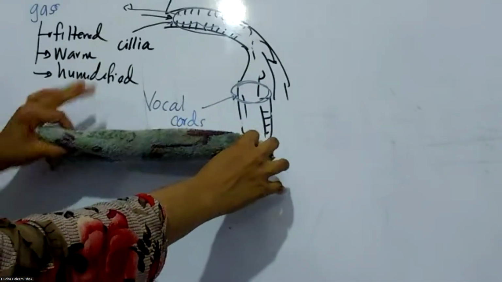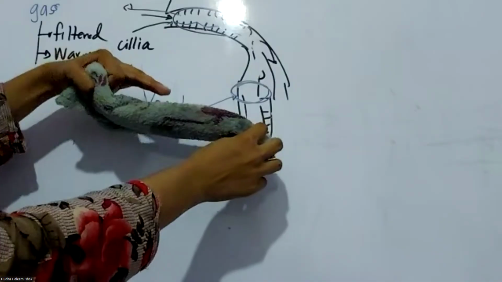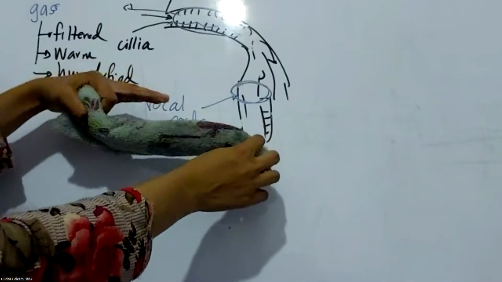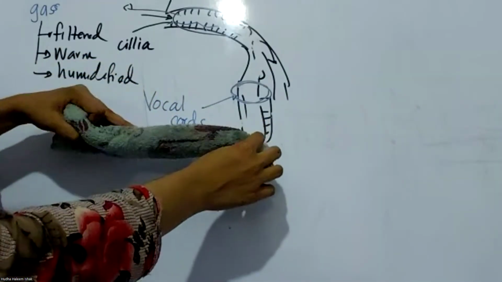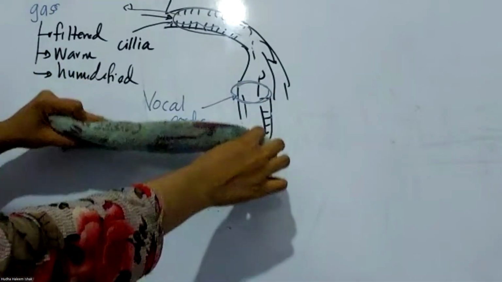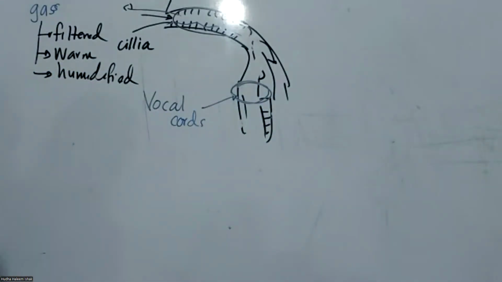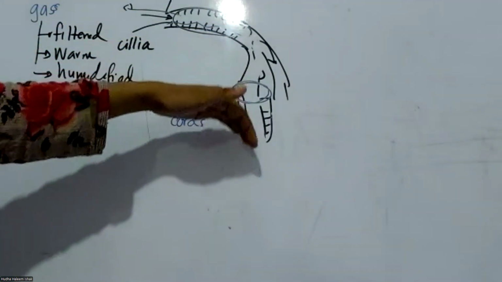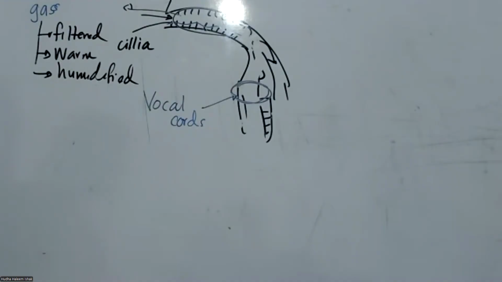So when air enters through the larynx and reaches the vocal cord, it starts to vibrate. That's the reason why sound is mainly produced. When expired air rushes across this tensed, stretched vocal cord, the vocal cord starts to vibrate. After that, the air enters the trachea.